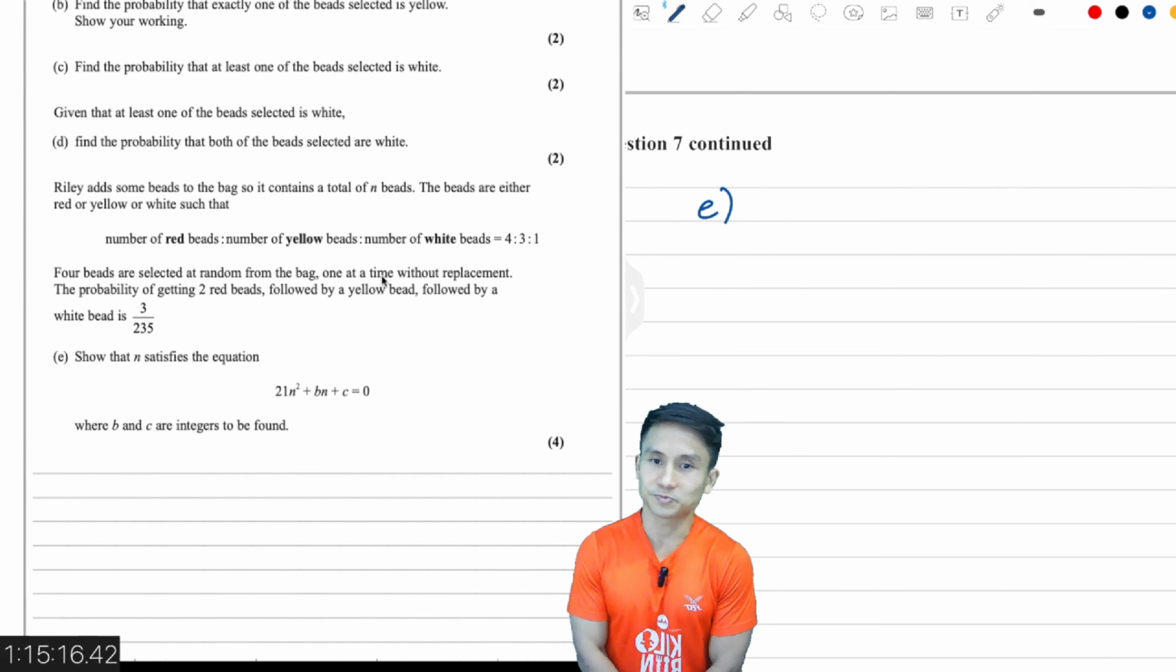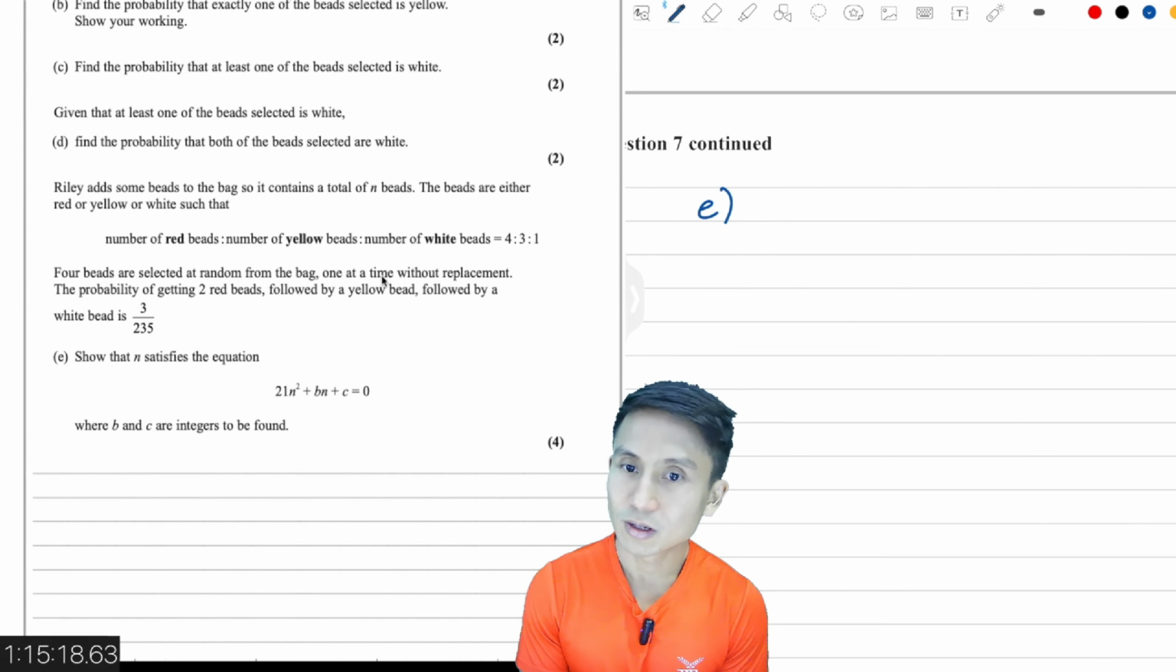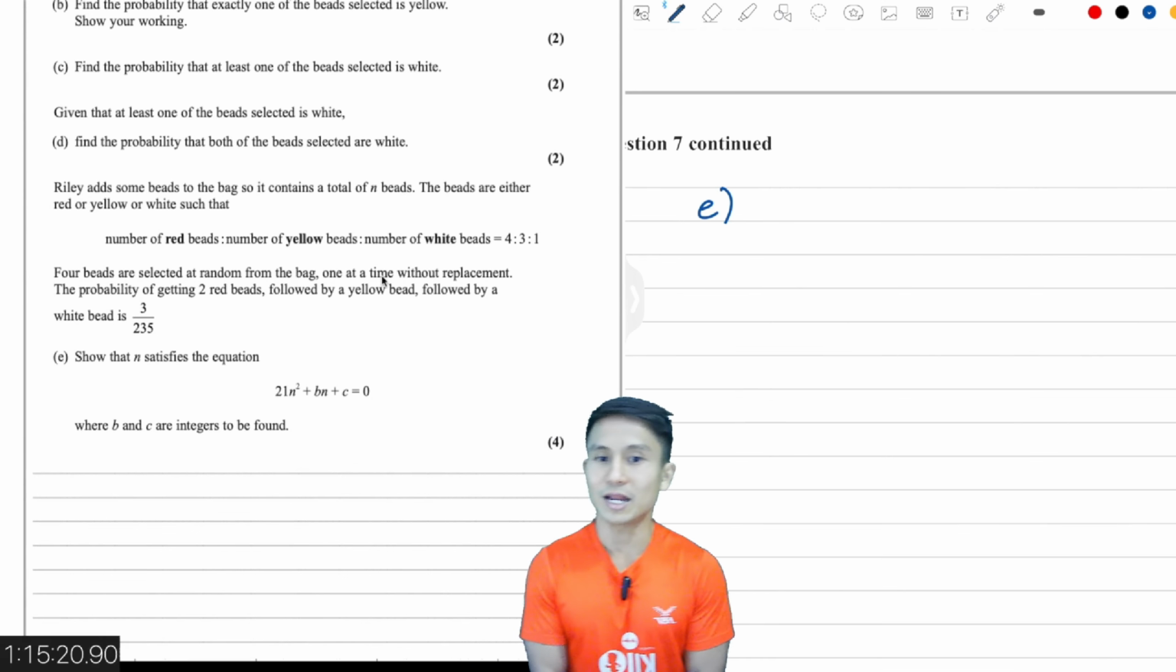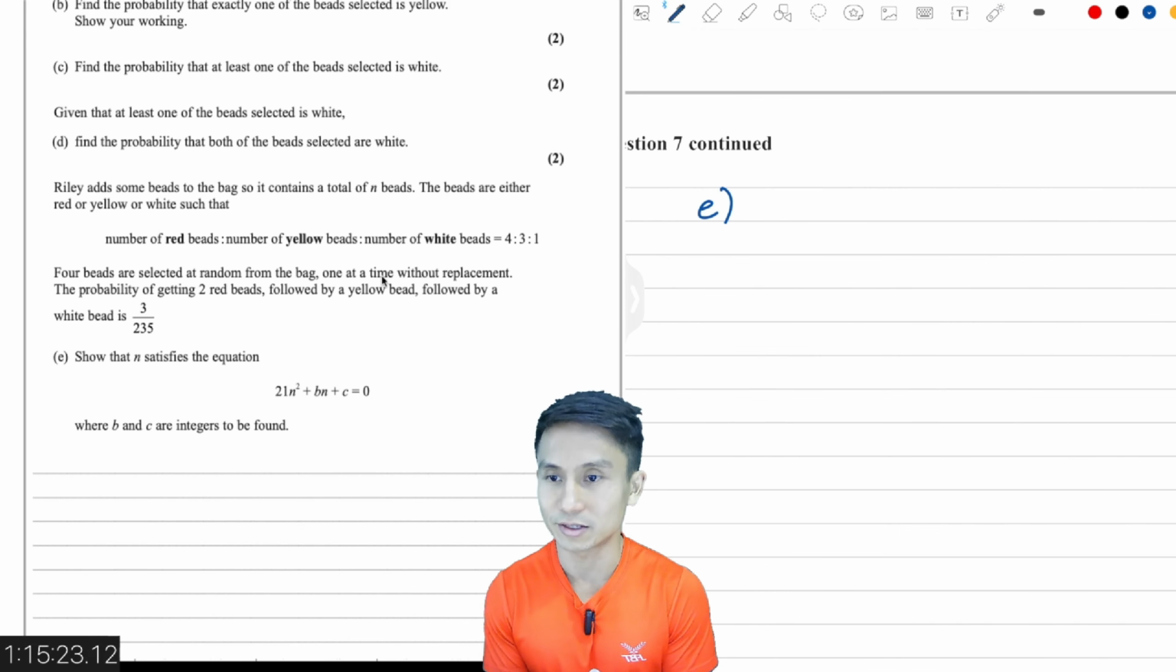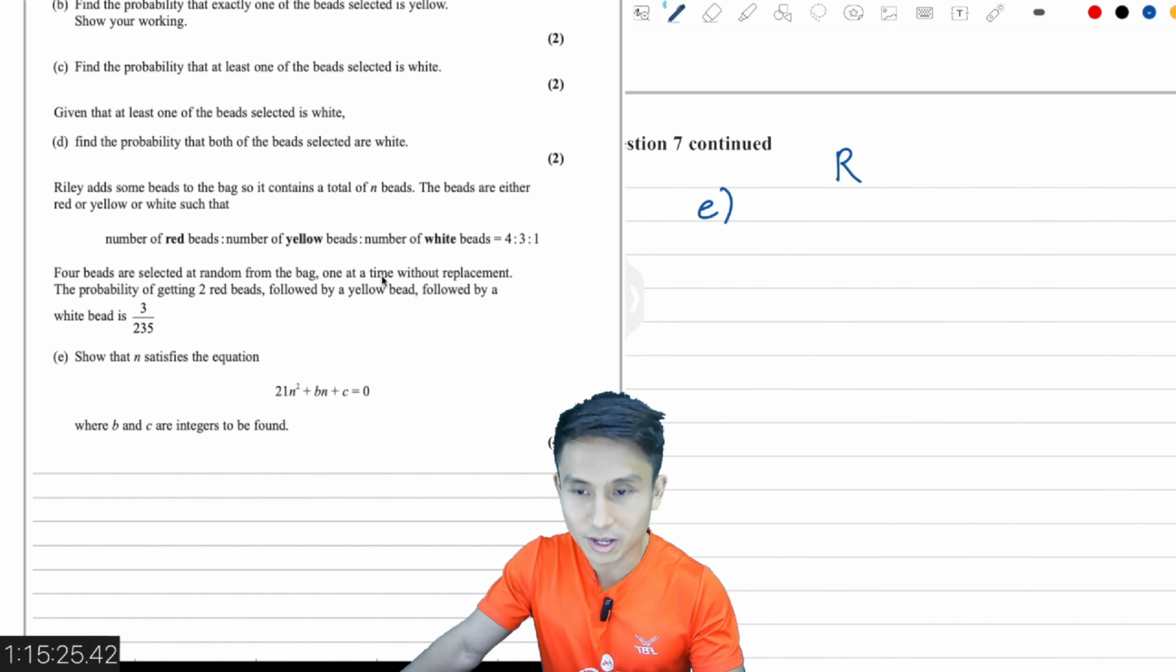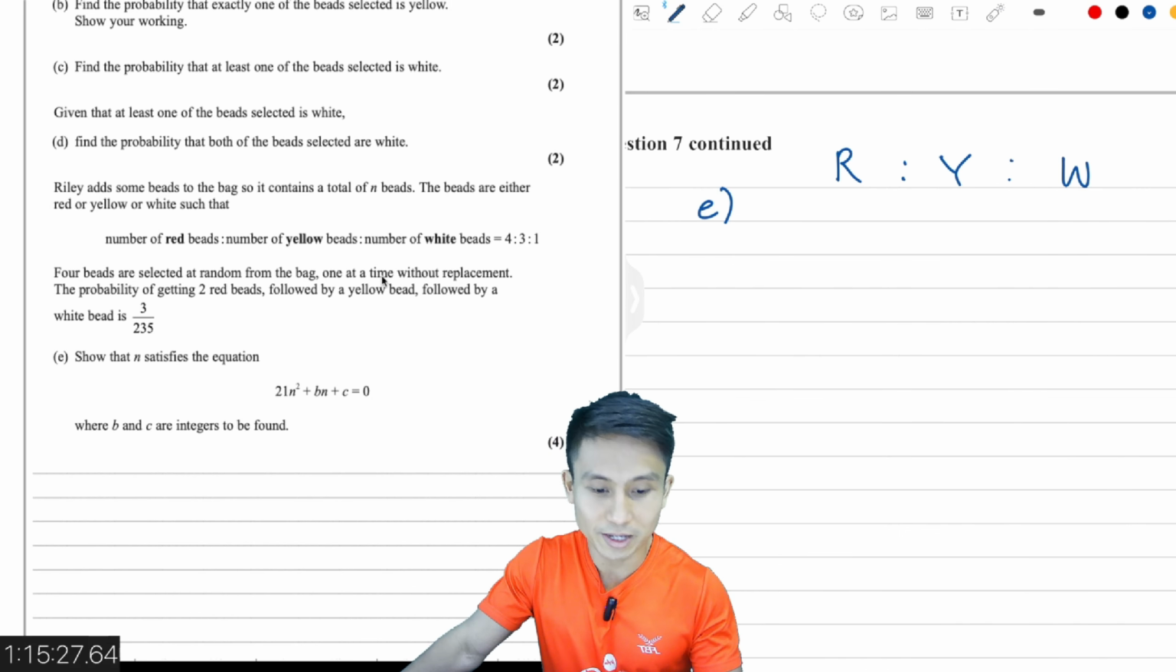All right. So the total is n beads, and then you have 4 to 3 to 1, right? So we write red to yellow to white.